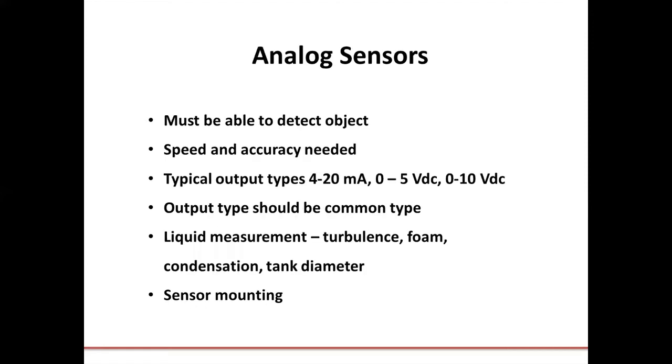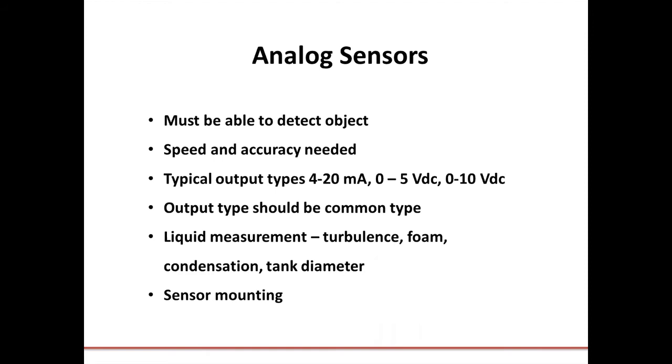Analog sensors, again, the most important thing is it must be able to detect the object accurately and at the speed necessary. The typical output types are 4 to 20 milliamp, 0 to 5 volt, 0 to 10 volt DC, but there are also many others like thermocouple type, load cell, and counters, many types of analog signals. The main thing is analog sensors provide numerical data on the output or a percentage, and they provide a voltage or current or some sort of scalable output.